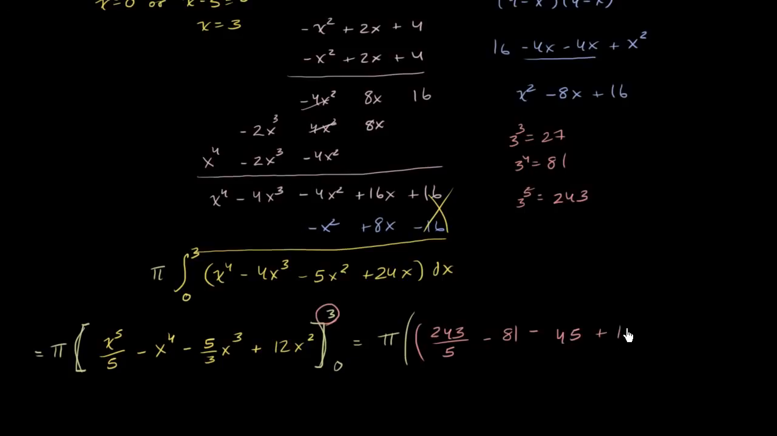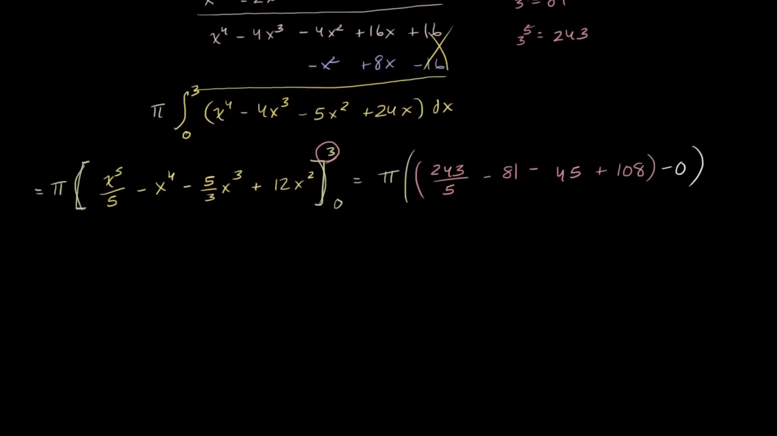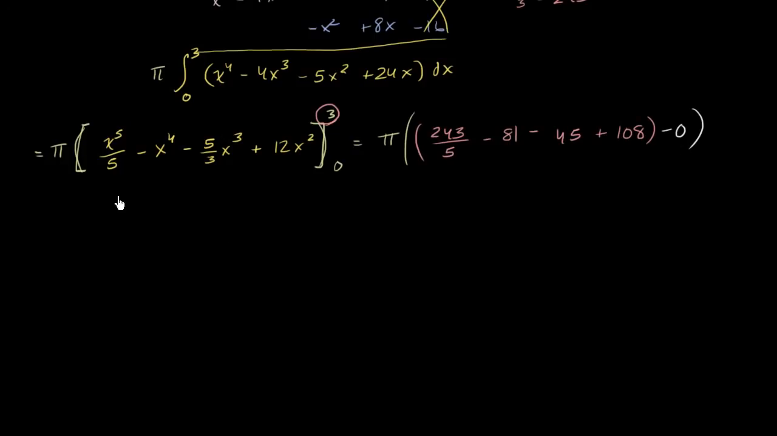So plus 108. These problems that involve hairy arithmetic are always the most stressful for me, but I'll try not to get too stressed. And then we're going to subtract out this whole thing evaluated at 0, but lucky for us, that's pretty simple. This evaluated at 0 is 0. So we're going to subtract out 0, which simplifies things a good bit. So now we just have to do some hairy fraction arithmetic. So let's do it. What I'm going to do first is simplify all of this part, and then I'm going to worry about putting it over a denominator of 5.